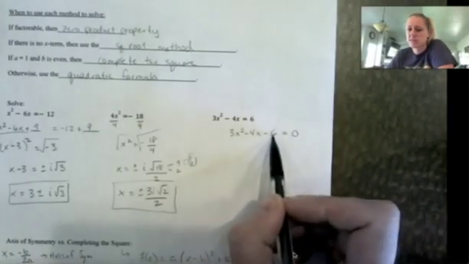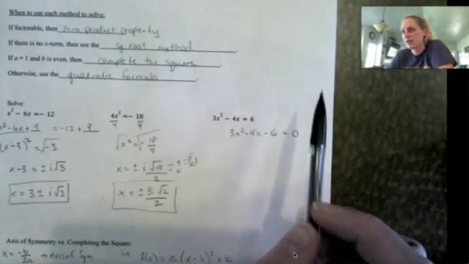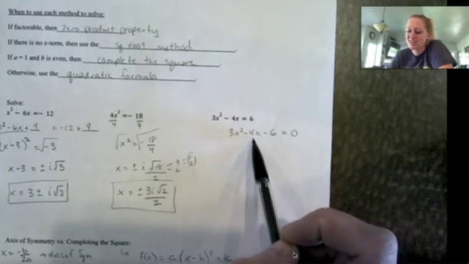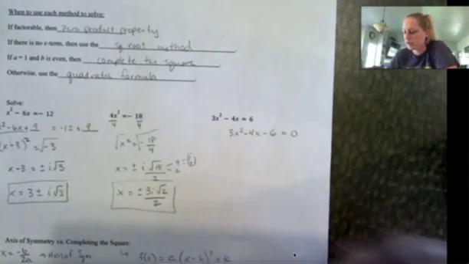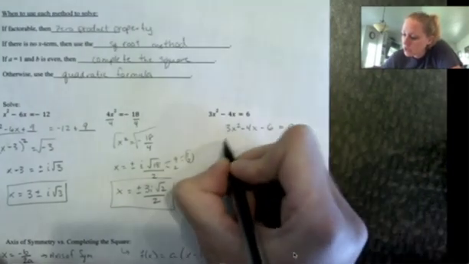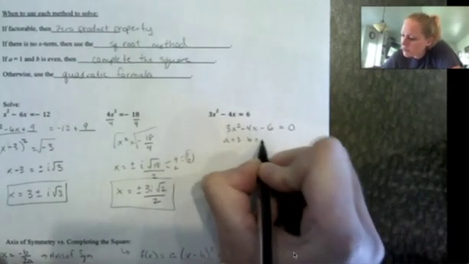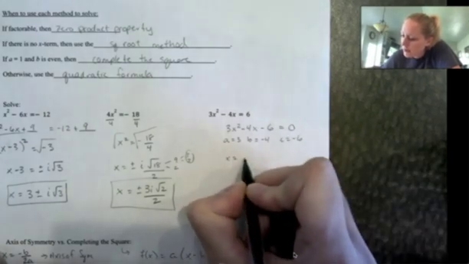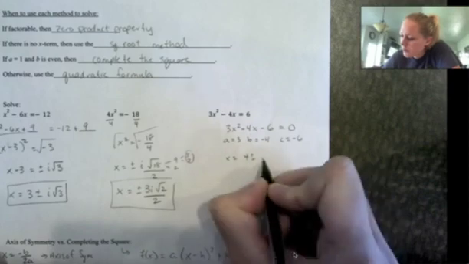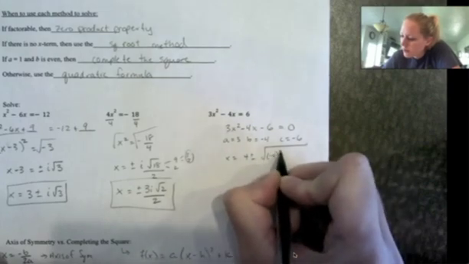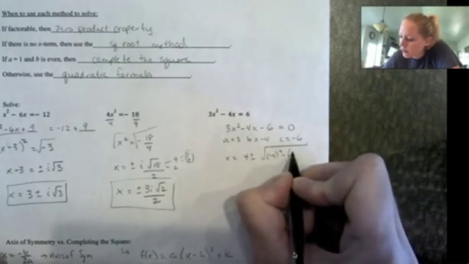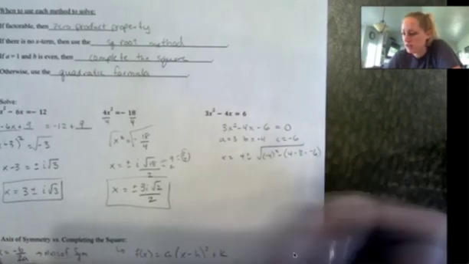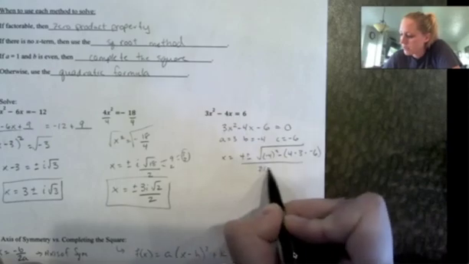So 3 times -6 would give me -18. So 3 and 6, 2 and 9, it's not appearing to be a great factoring one. So I'm just going to use the quadratic formula. So my a is 3, b is -4, and c is -6. So we have -b plus or minus the square root of b squared minus 4 times a times c, all over 2 times a.